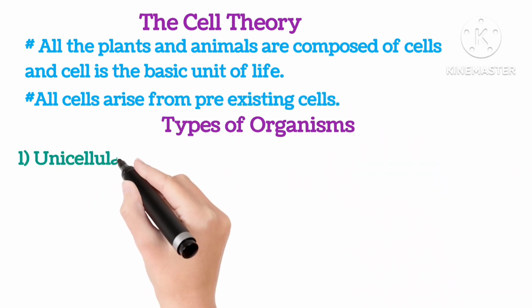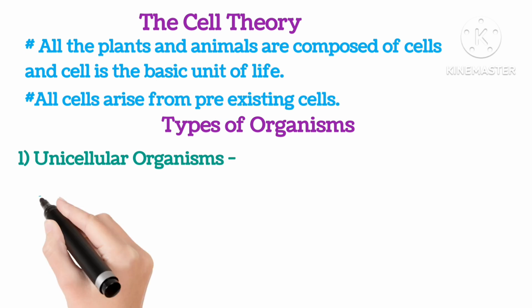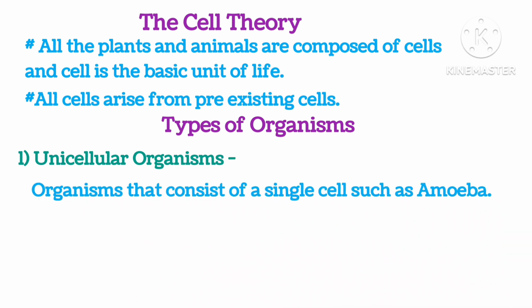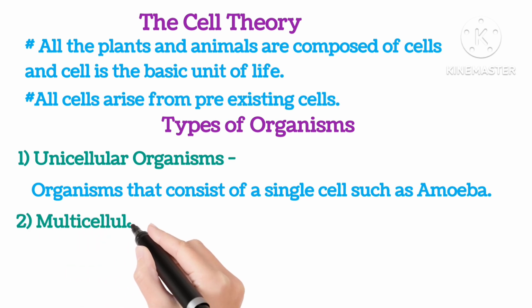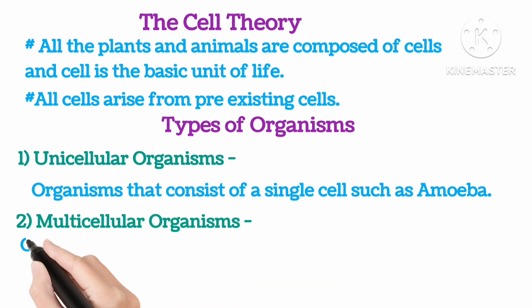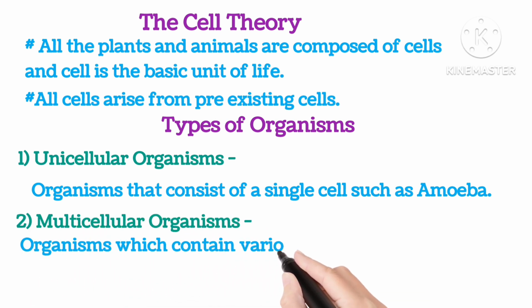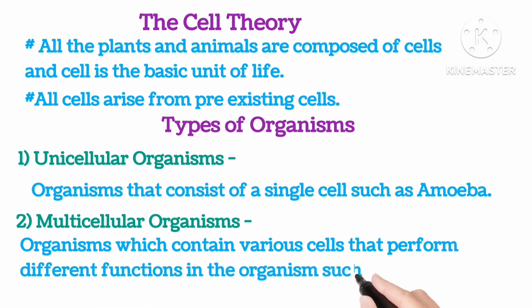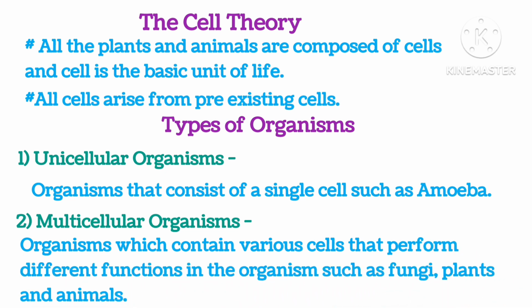Types of organisms. First is unicellular organisms, which are the organisms that consist of single cells, such as amoeba. Second is multicellular organisms, which are the organisms that contain various cells that perform different functions in the organism, such as fungi, plants and animals.